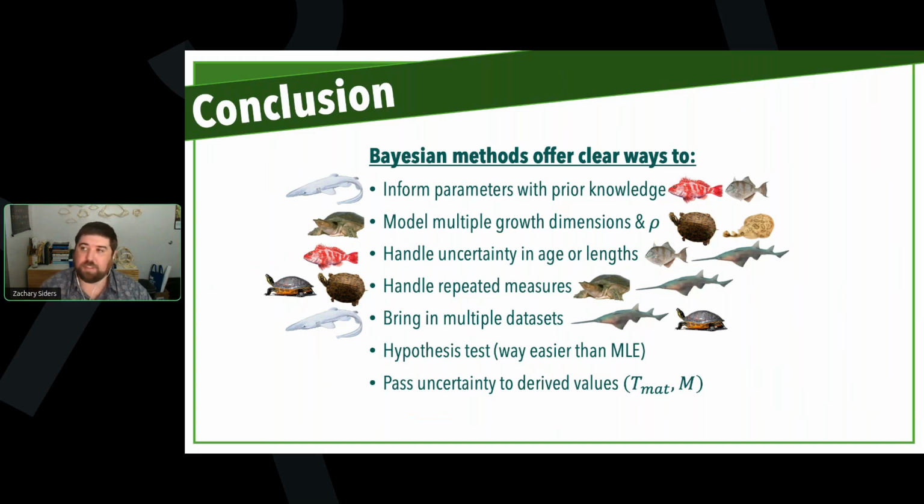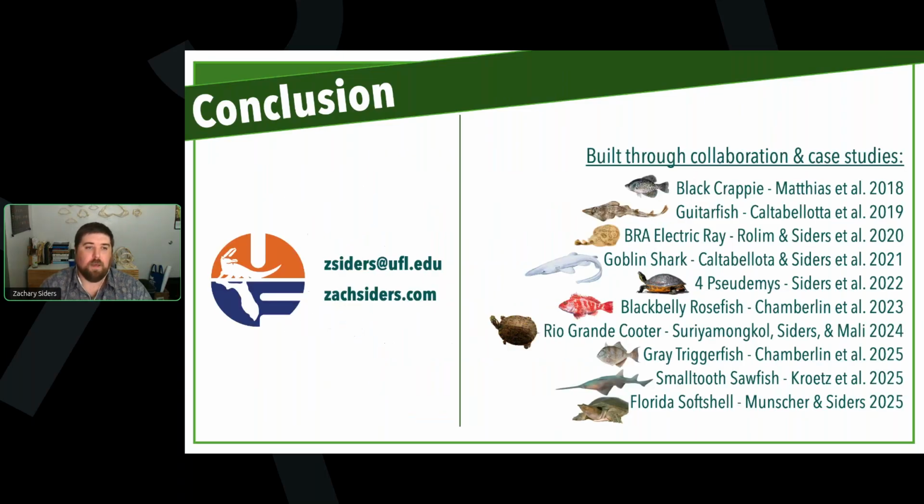We can bring in multiple data sets. Again, we can make the most use of what we know and what we have available to us, as opposed to just using a traditional length at age and leaving all these other data sets and information on the table. We can do hypothesis testing. It's generally way easier than MLE because we can get those posterior overlaps and really look explicitly at what parameters are different. And then most importantly, we can pass all that uncertainty on to any derived values. And we can just do that derivation within the model itself, very similar to what we do in a lot of the stock assessment framework, and we can just pass that on outward.